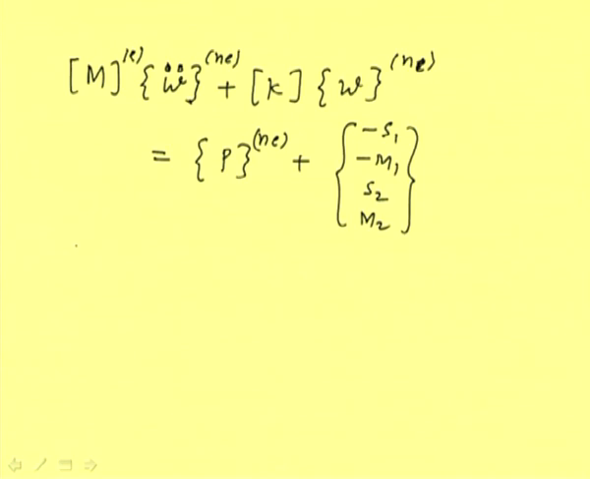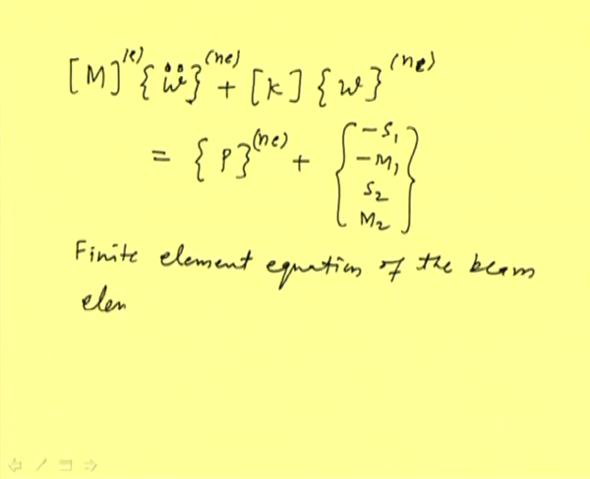So this is the elemental finite element equation of the beam element. Now we will see these terms in the expanded form. They are all elemental equations. This is at the node. So let us see the stiffness matrix first.